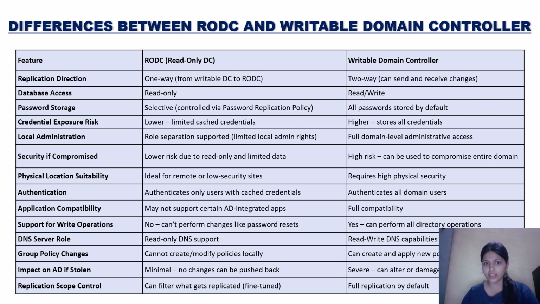The database access is read-only in RODC, and in writable domain controller, we can do both read and write. In RODC, we can select which passwords are cached, but in writable domain controller, the passwords are stored by default. The credential exposure risk is lower in RODC as the user cannot make any changes to the main domain or the main directory of objects. It is higher in writable domain controller because someone can accidentally or unauthentically make changes in the Active Directory.